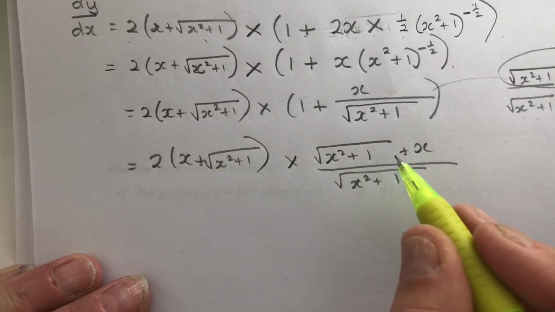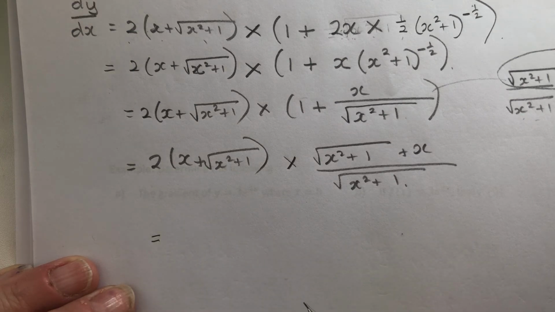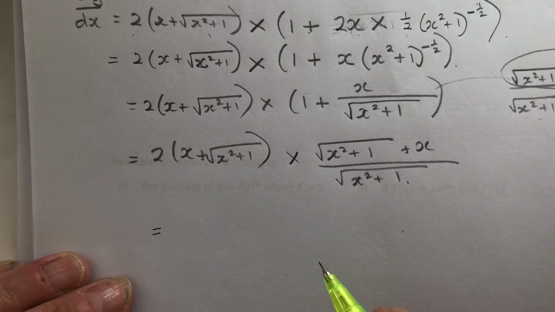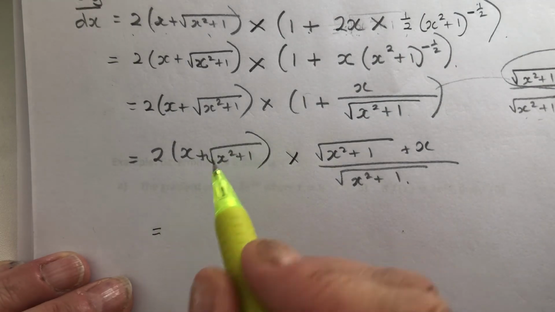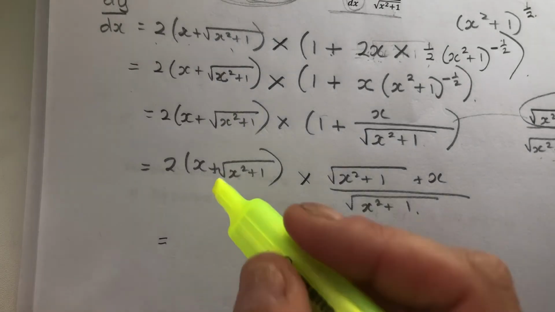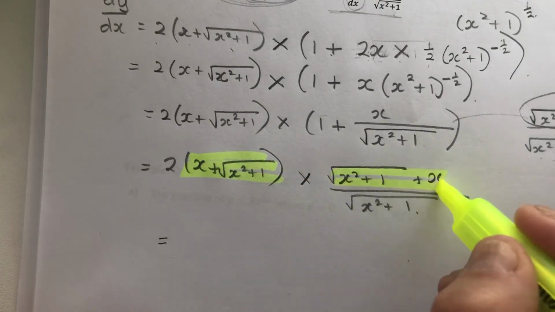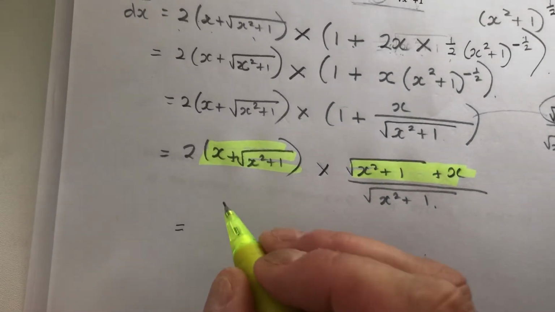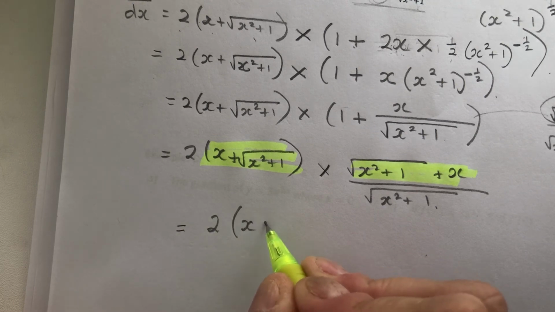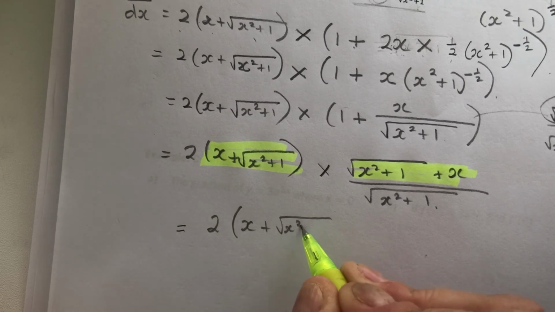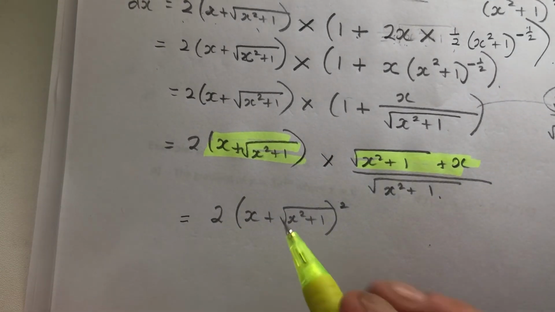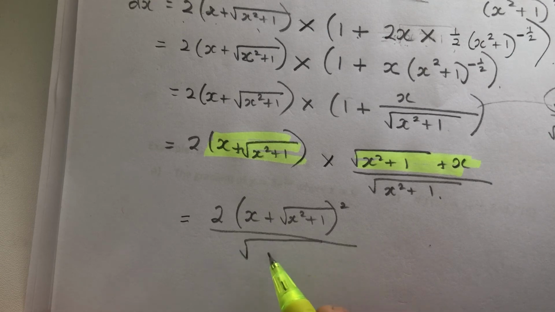Across the top here, you will see now, there's my highlighter, this is the same as this. So we can rewrite that top line as 2 bracket x plus root x squared plus 1 all squared, because there's 2 of them, we're multiplying them together, divided by what's on our bottom, x squared plus 1.